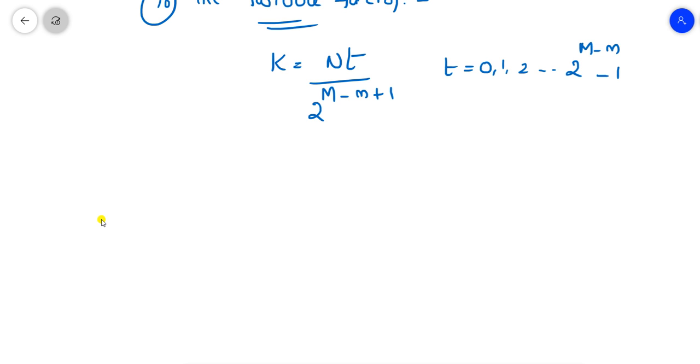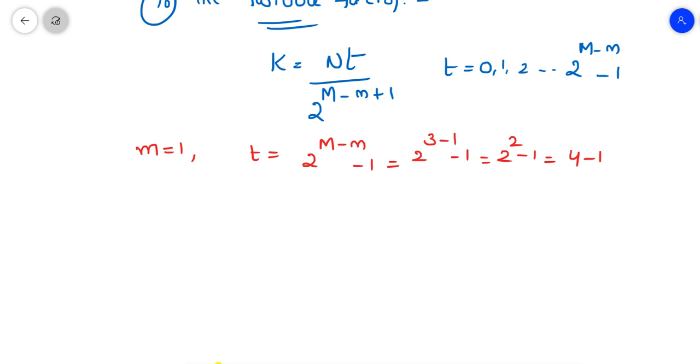So when m is equal to 1, my t value is defined as 2 to the power of m minus m minus 1, that is equal to 2 power 3 minus 1 minus 1, that is 2 square minus 1, that is 4 minus 1, which is equal to 3. So we need to consider up to 3, so 0, 1, 2, 3. So when m is equal to 1, t has totally 4 values.